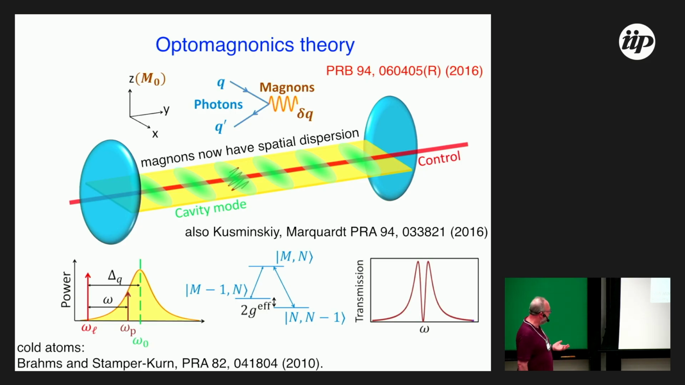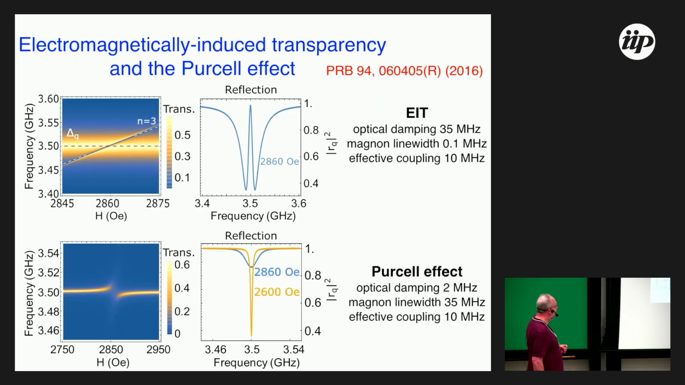Essentially using this kind of nonlinearity, we were able to show that you can in principle move information around. Our motivation for looking at this was really coming from Dan Stamper-Kern's work on cold atoms, where he was doing very similar things in that system. And you can pretty quickly see that you can mimic many of the features of the optomechanical systems in optospintronic systems. You can get electromagnetically induced transparency. We can get the Purcell effect depending on the relative order of the optical damping, the magnon line width, and the coupling.